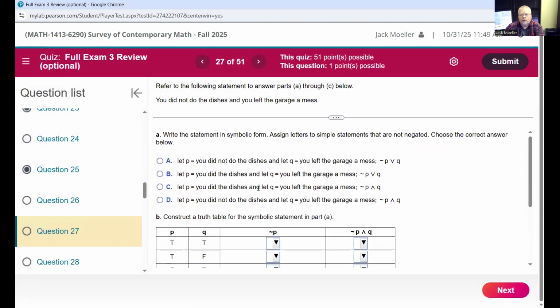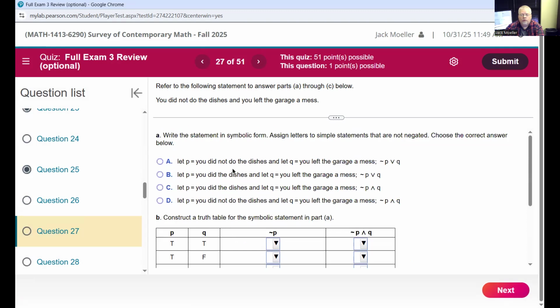All right. So here's a complete problem where you had to translate and you had to do the truth tables. So this is like doing 3.2 and 3.3 together. All right, so refer to the following statement for parts A through C. You did not do the dishes and you left the garage a mess. Part A, write the statement in symbolic form. Assign letters to simple statements that are not negated. Remember, our basic P's and Q's don't have nots in them. Choose the correct answer below.